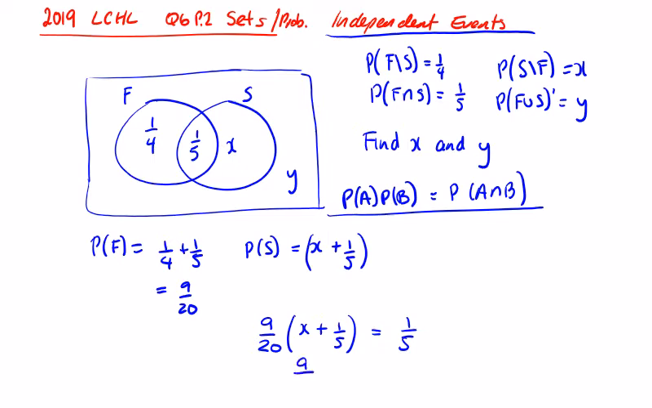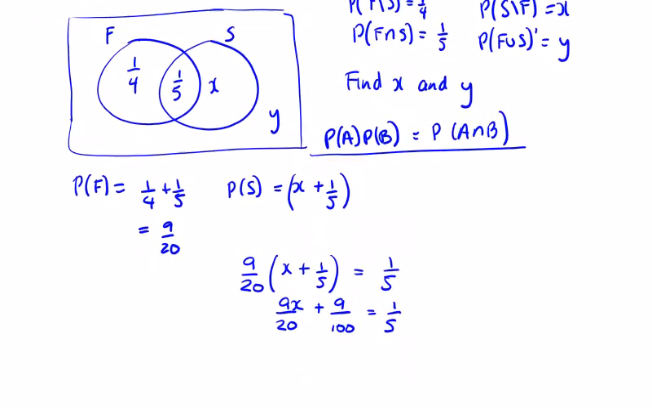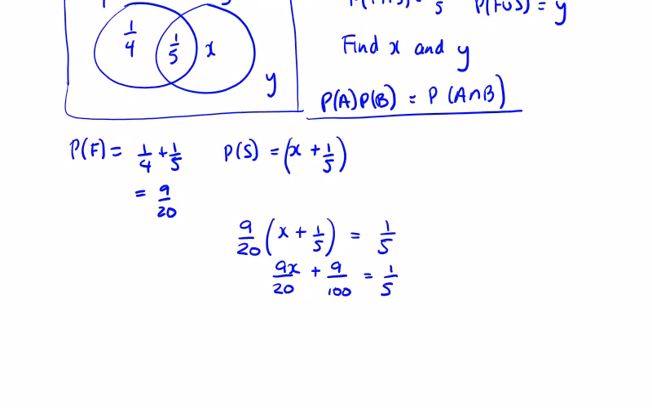So 9/20 times x plus 1/5, that'll be 100, is equal to 1/5. If we multiply by 100 here, it might make it a little bit easier. That's going to give us 45x plus 9 is equal to 20. So 45x is equal to 11. So x will be 11/45.